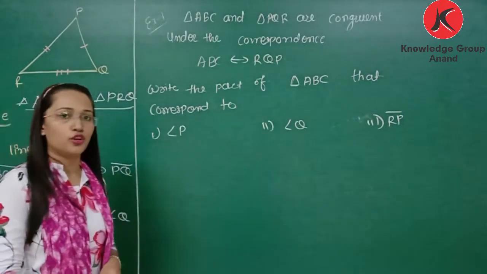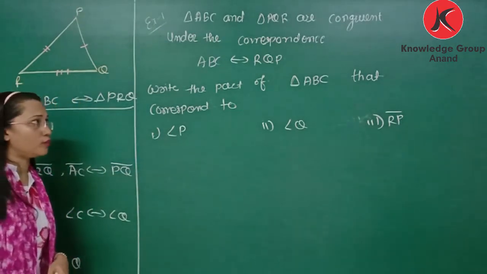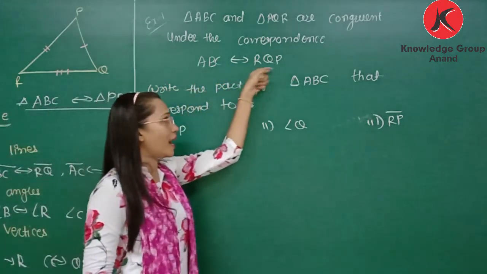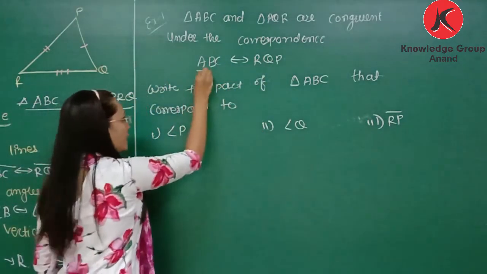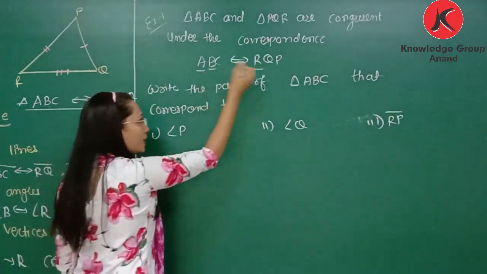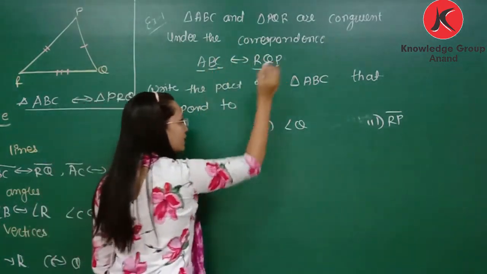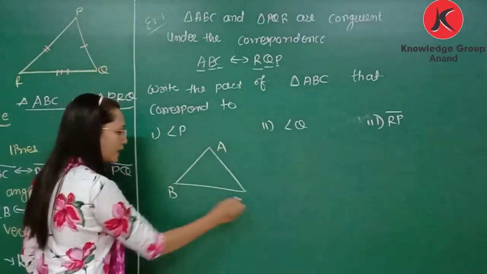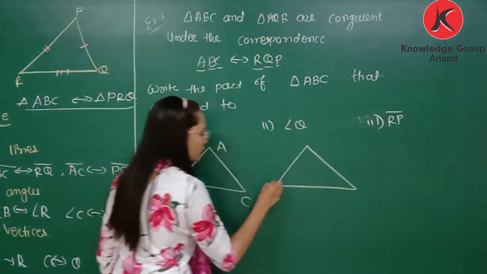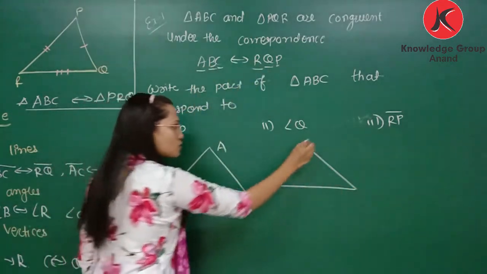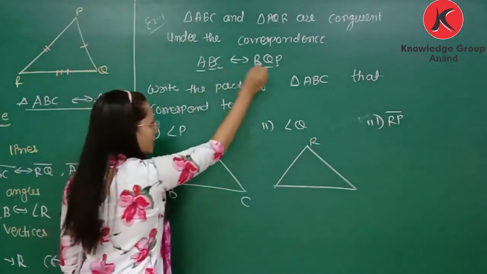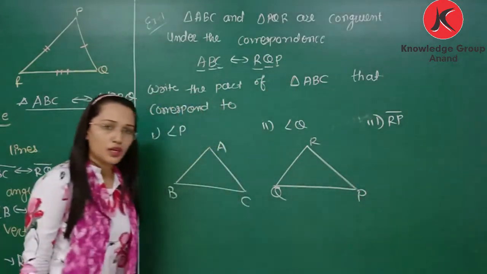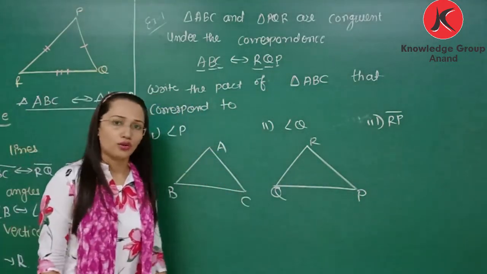Now let's take one example. Example 1 that is given in your textbook. Triangle ABC and triangle PQR are congruent under the correspondence ABC corresponds to RQP. It means A is equal to R, B is equal to Q, and C is equal to P. If we draw a figure, let's consider this is triangle ABC and this is another triangle. Here A corresponds to R, so you can write R here. B corresponds to Q, so that is Q, and C corresponds to P. Clear? Now these two figures are congruent figures.